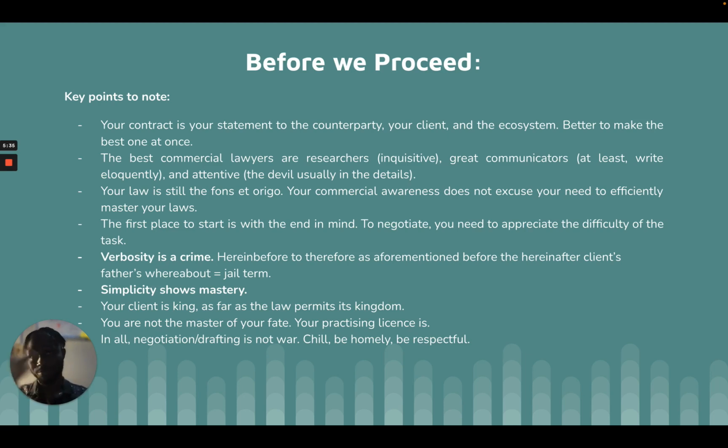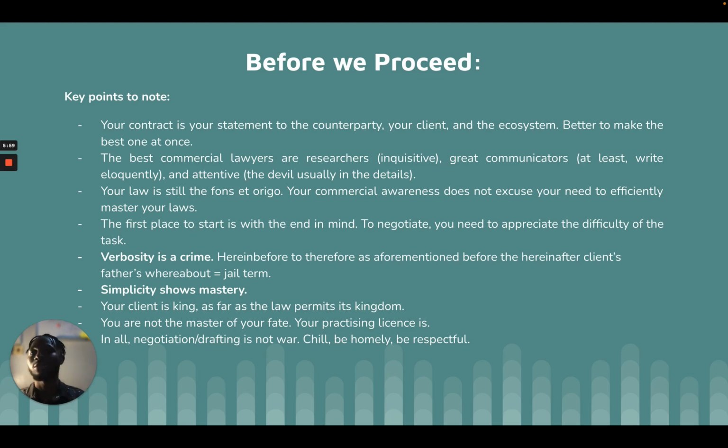A very good point to have at the back of your mind is that you are not the master of your fate. Your practicing license is. So you don't want to do something that is going to make you lose your practicing license. This is not just for fintech lawyers. This is for every kind of lawyer. You want to ensure that you are practicing within the ambit of permissible, applicable laws and regulations, right?